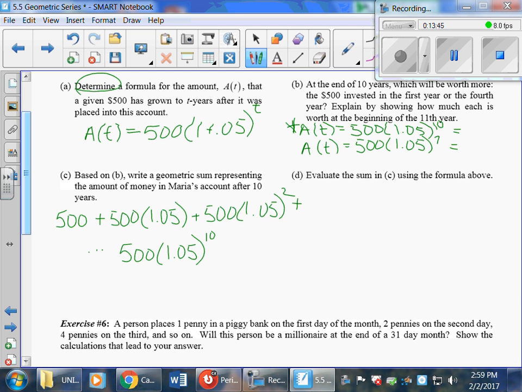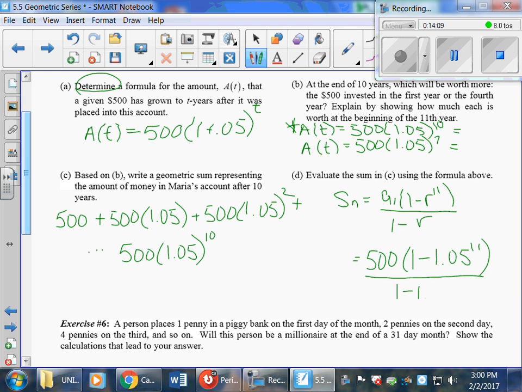And the next one says evaluate the sum. So again, Sn is equal to a sub 1 times 1 minus r to the 11th over 1 minus r, which is equal to my initial amount, 1 minus 1.05 raised to the, now it has to be the 11th power, all over 1 minus 1.05. Okay, because it's the end of the 10th year, so we have to do it to the 11th power. So you put this whole thing into your calculator, you get $7,103.39. Always remember, when you're dealing with money, round it to the nearest hundredth.